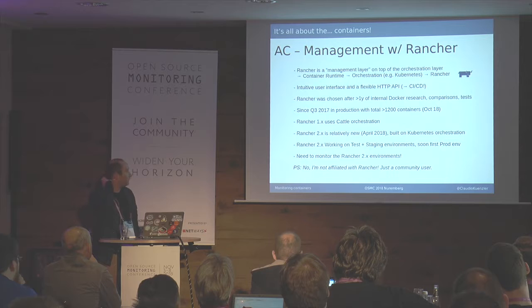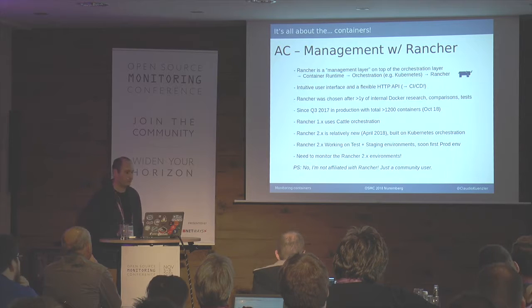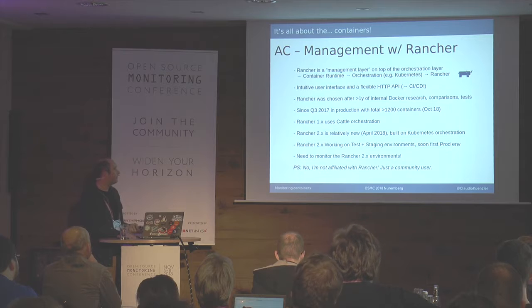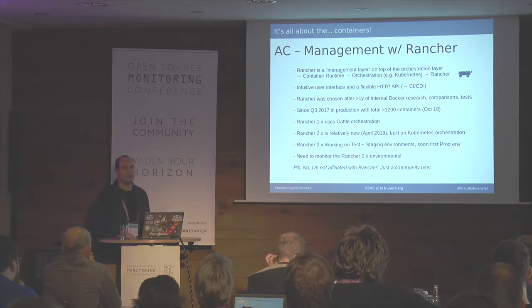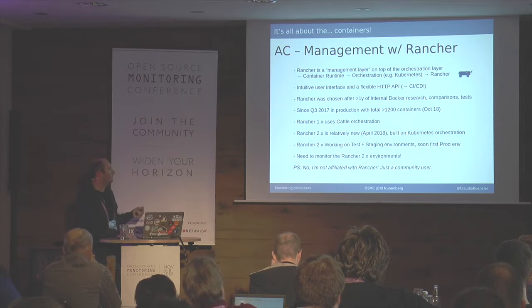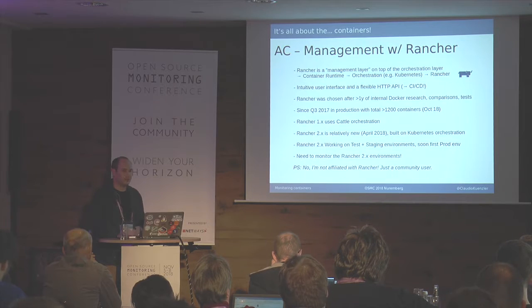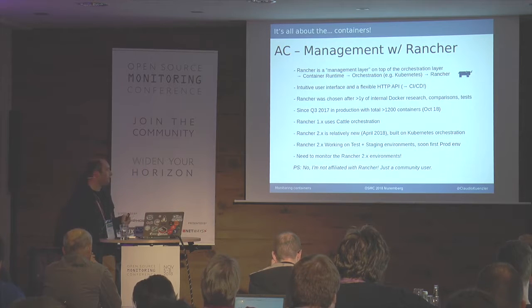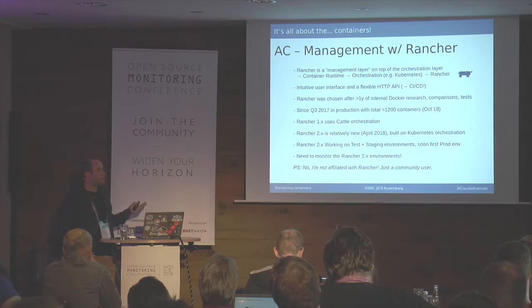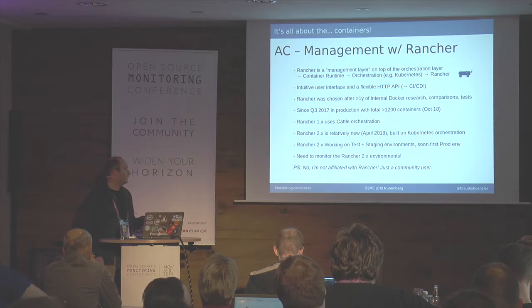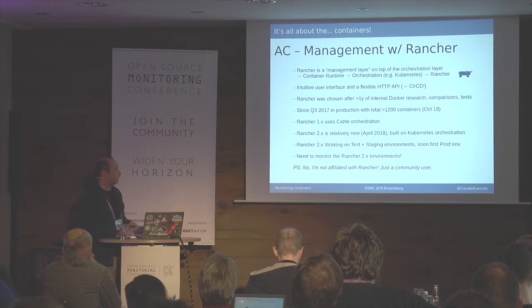Since fall 2017, we're in production with Rancher environments with a total of more than 1,000 containers so far. There's been a big difference also in our production system, which is Rancher 1, version 1. It uses Cattle as an orchestration, as opposed to the new version. Version number 2 is completely built on Kubernetes. So there's a big change. We are currently only running test and stage environments of Rancher 2, but we're planning to go into production in the next few weeks, so we need to monitor our Rancher 2 environments as well. And just if you wonder why I'm talking about Rancher, I'm just a community user. I'm not a salesman or something for Rancher.